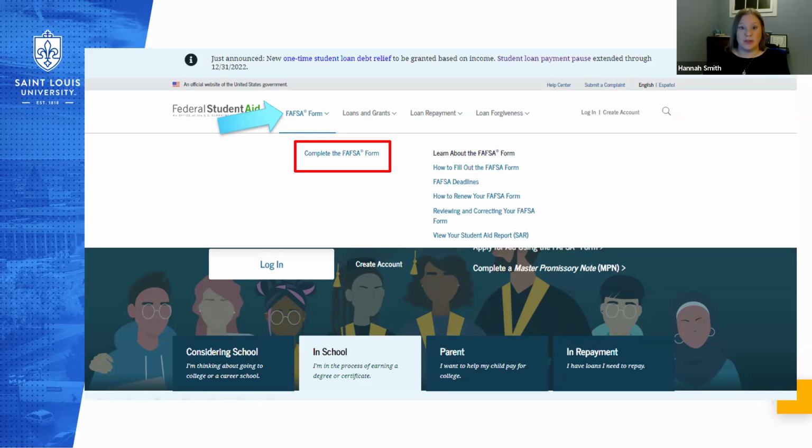You can also just Google FAFSA form or federal need-based form, and it should be that first link that comes up. Just make sure you're on .gov. It should be studentaid.gov, where all of that information is. So FAFSA form, complete the FAFSA form. As you can see, it's right there in the menu at the very top of the page, so pretty easy to find.